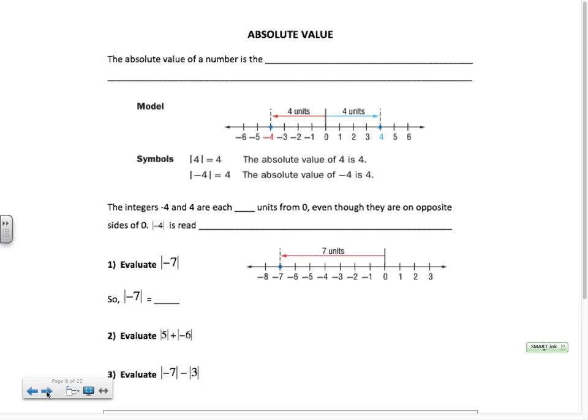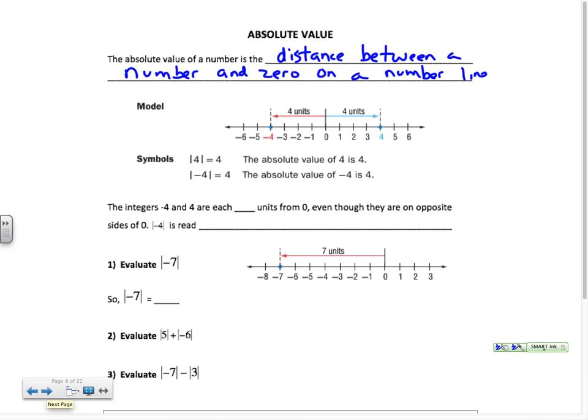The absolute value of a number is, let's fill in the definition, the distance between a number and 0 on a number line. So let's take a look at our visual here. We have a model and then we have symbols. In our model we have this nice number line and it's all laid out for you. We have our positive numbers, we have our negative numbers, and we have 0. Those are all the integers. All those numbers are the set of integers.